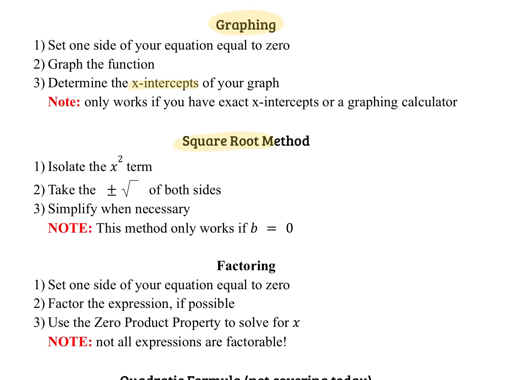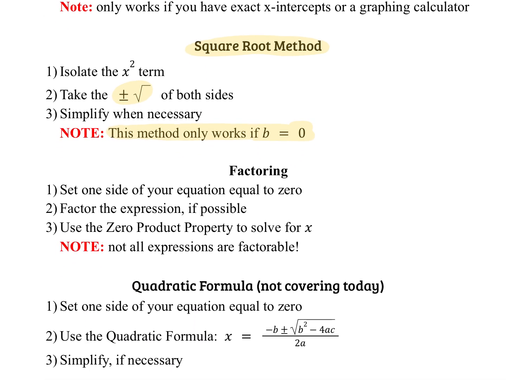The next one is the square root method. One thing I do want to point out for this one is that this method only works if your b value is equal to 0, meaning you don't have any term with just x. But if this is the case, this is a really good method to use. So you just isolate your x squared term, and then you take the plus or minus square root of both sides and simplify if necessary. Please don't forget to take the plus or minus square root. Anytime we are the ones initiating a square root, you need to put that plus or minus out front.